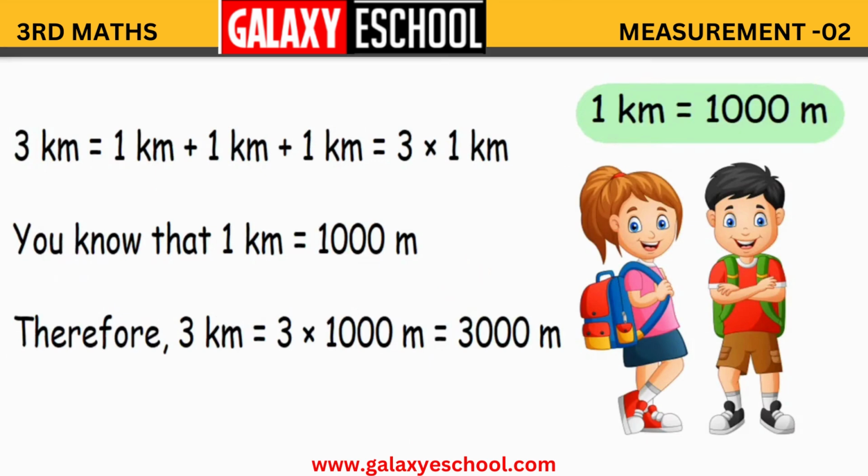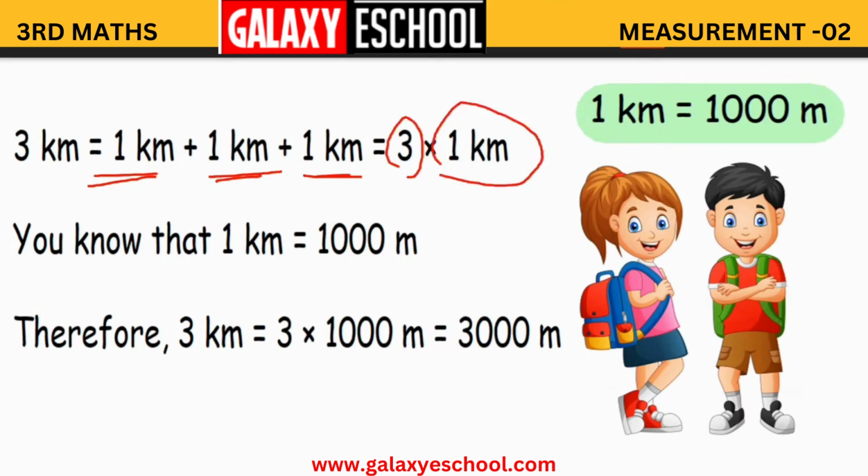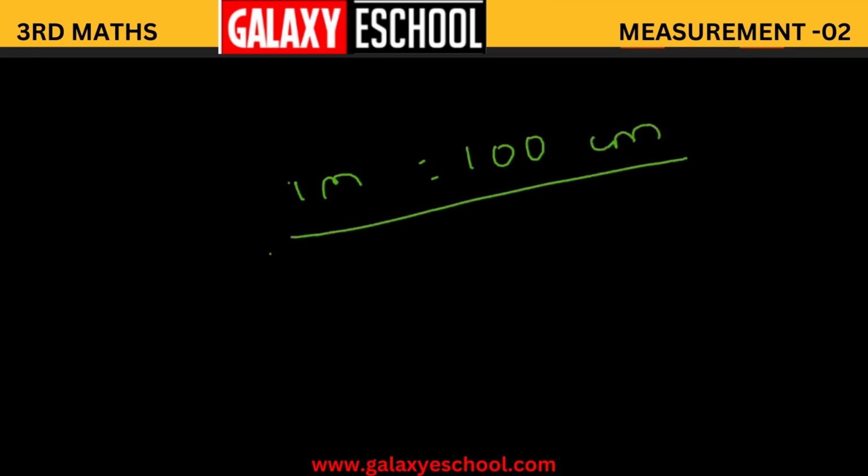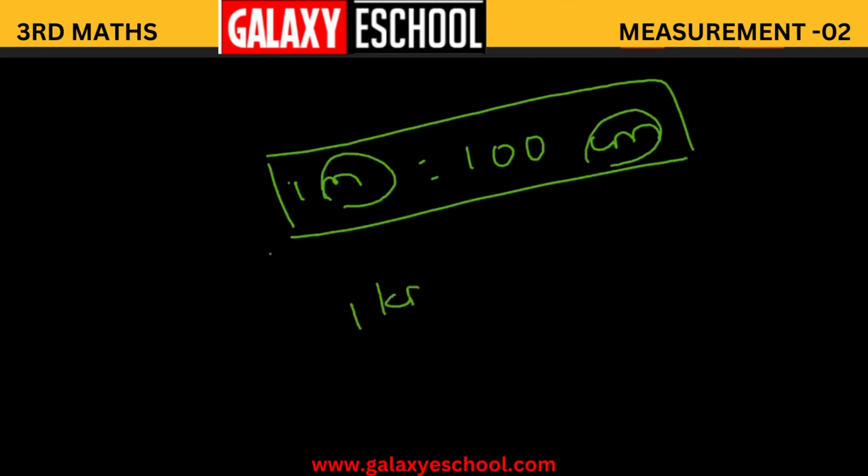Now 3 kilometers can be written as 1 kilometer plus 1 kilometer plus 1 kilometer. It is nothing but 3 into 1 kilometer. What is the relationship between kilometers and meters? As we have learned, 1 meter is equal to how much, children? 100 centimeters. Yes, this is the relationship between meters and centimeters. When it comes to kilometers and meters, 1 kilometer is equal to 1000 meters.